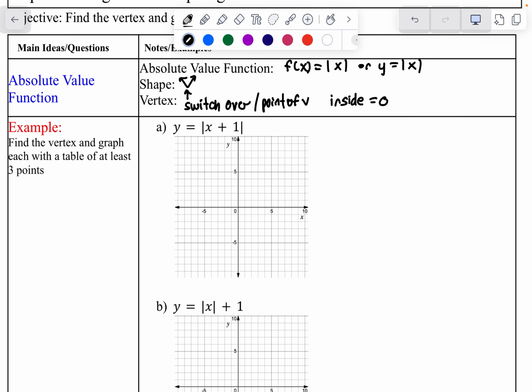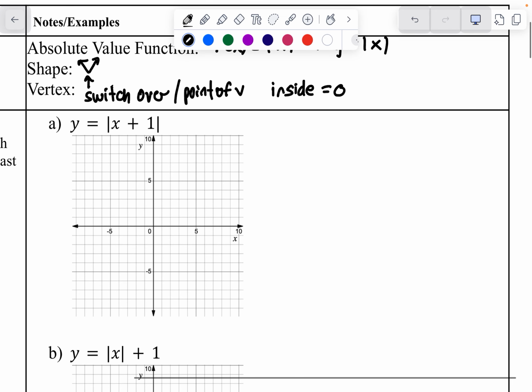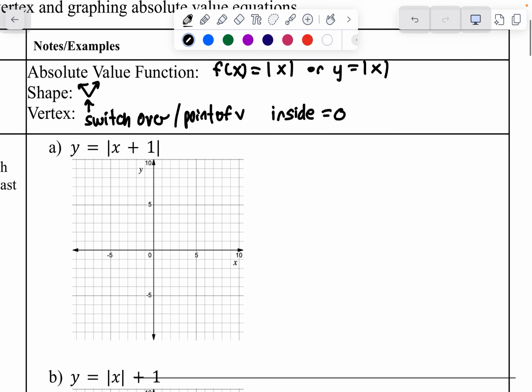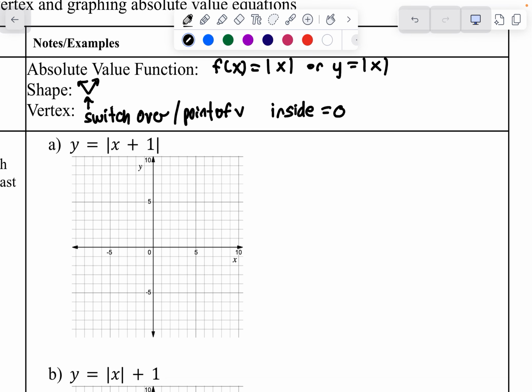In this example, it says find the vertex and graph each with a table of at least 3 points. So our first one is y equals the absolute value of x plus 1. The first thing you want to find is the vertex. All you do is take the inside and set it equal to 0. What I mean by the inside is what's inside your absolute value. If there's things on the outside of the absolute value, you disregard it. Just what's on the inside.